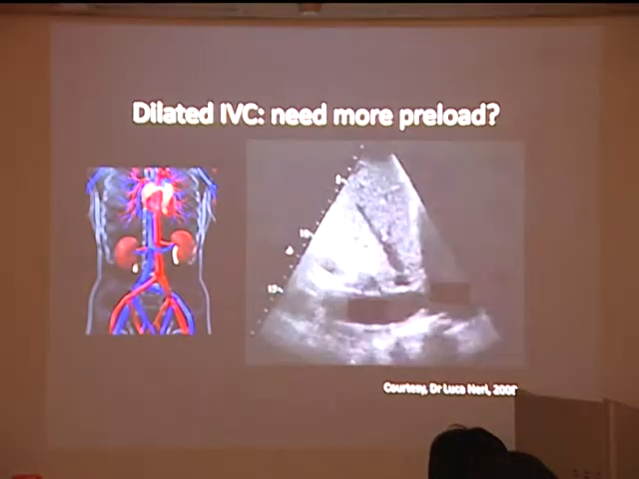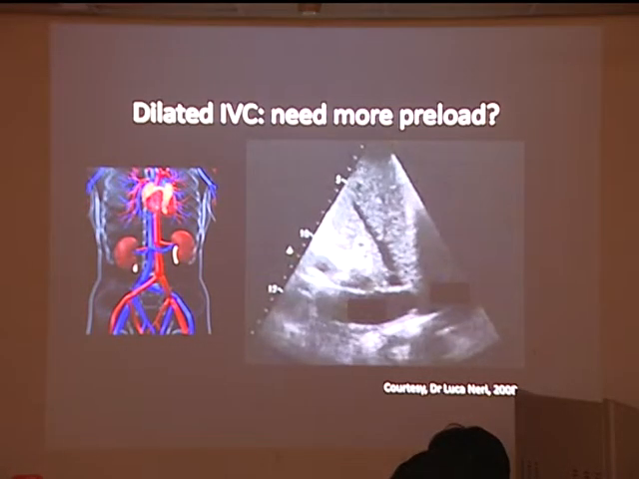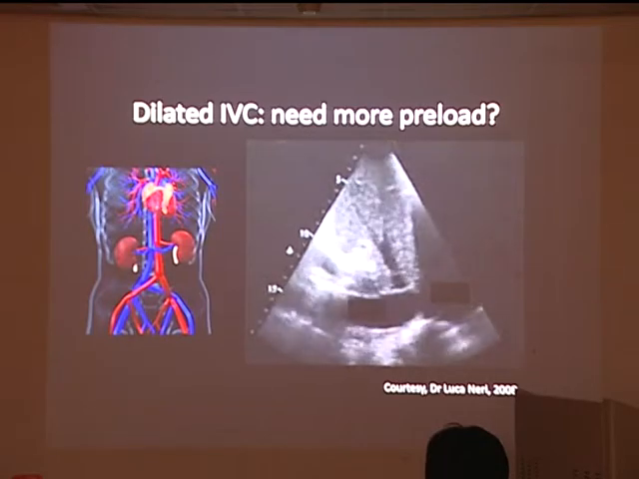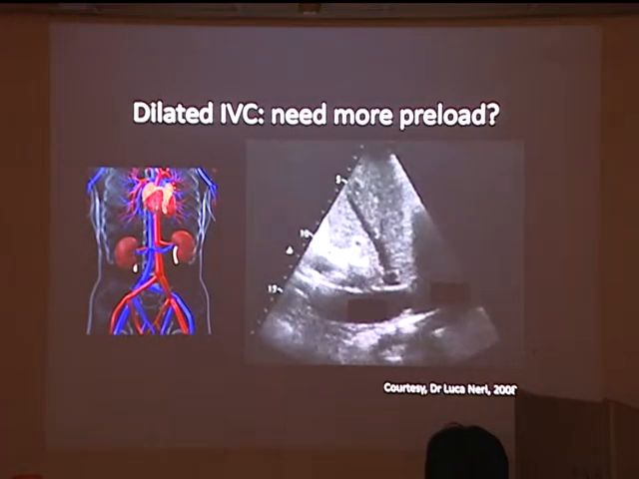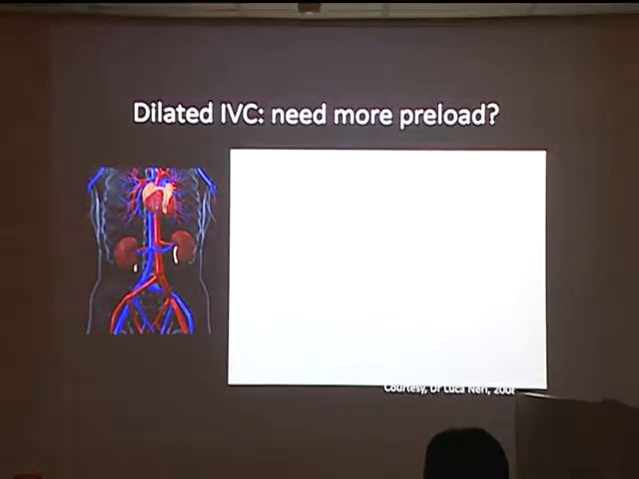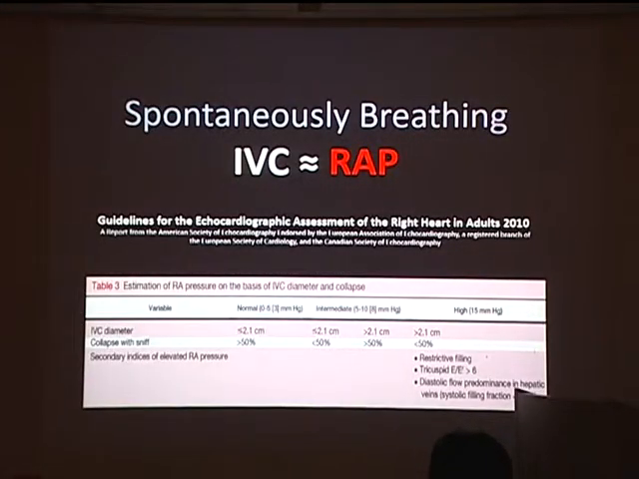Case number 3. Does this patient need more fluid? Should we diurese the patient? So this patient turned out to have this thing called a tamponade, because the IVC is flat. Alright? So we can see very clearly that in a spontaneously breathing patient, we use IVC as a surrogate for right atrial pressure, not that much for preload.